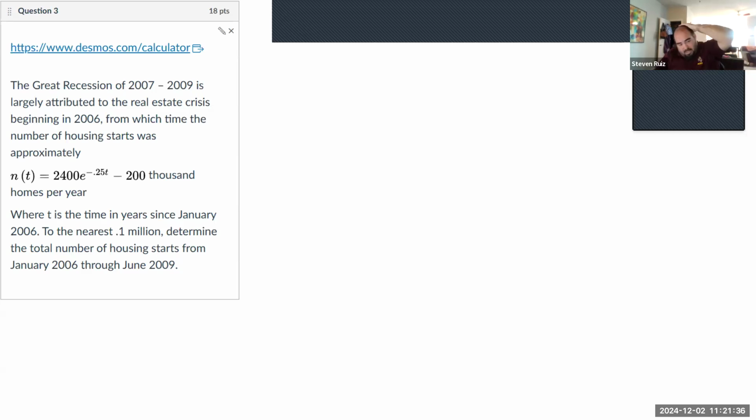So there's a key difference between this question and the two that came before it. We don't want a function this time. We want a number of total housing starts. So we don't want an indefinite integral. We want a definite integral. So we have to set this up a little differently. We're still going to take an integral, and the function we're integrating is going to be n of t, so 2400 times e to the negative 0.25t minus 200 with respect to t.